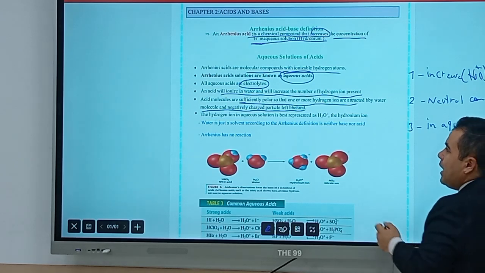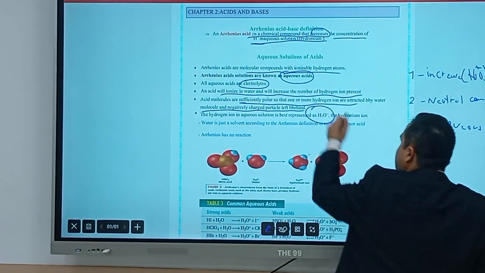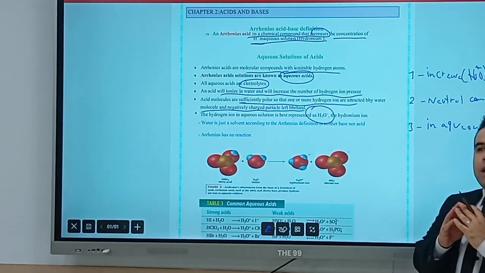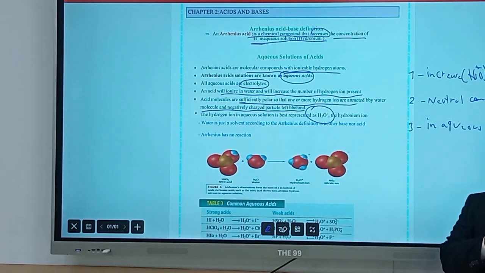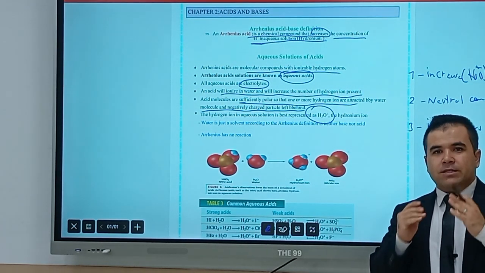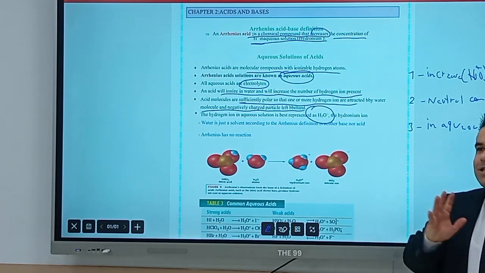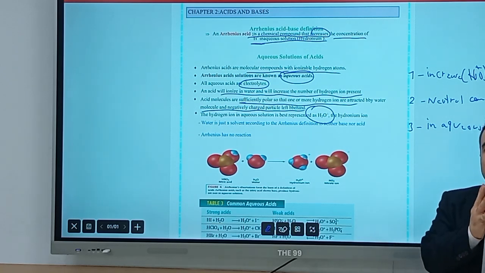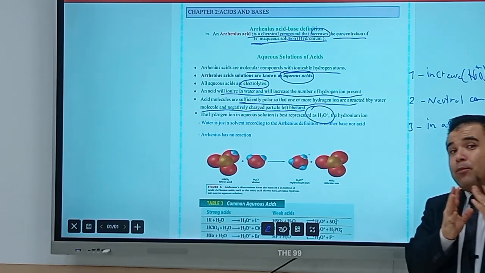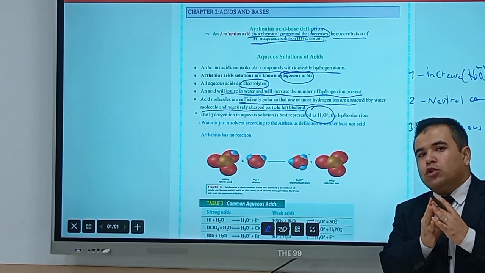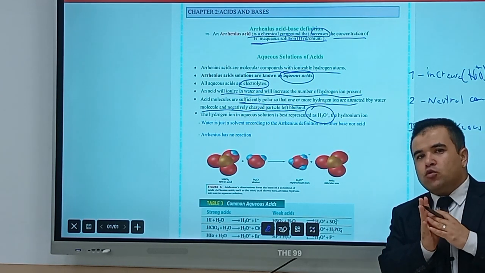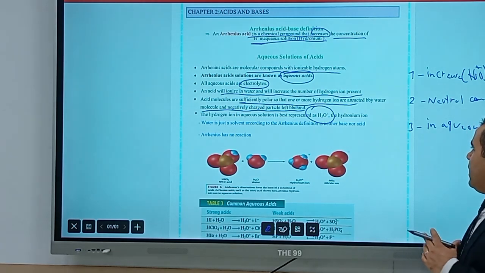The hydrogen ion in aqueous solution is best represented as hydronium, since the proton by itself has no existence in the solution. Instead, when acids donate or release protons into the aqueous solution, the protons immediately bond with H2O to form hydronium.